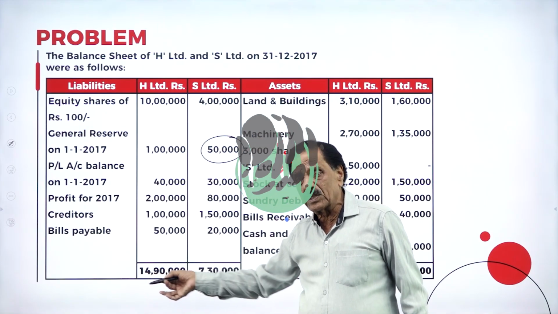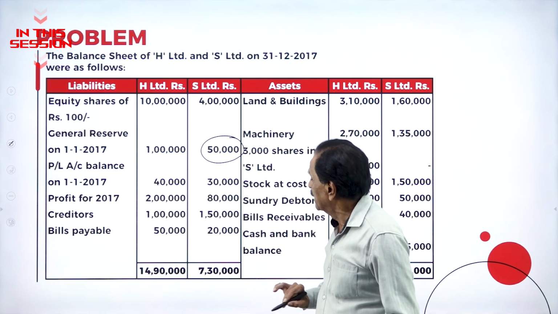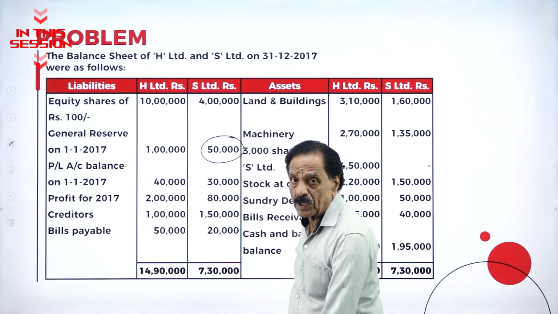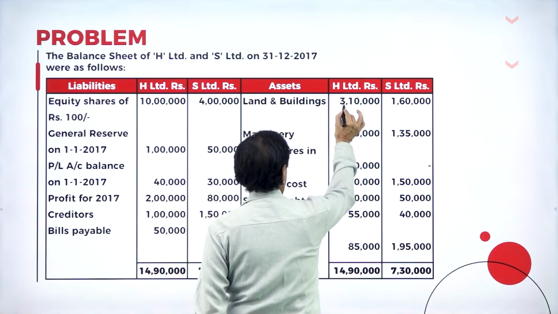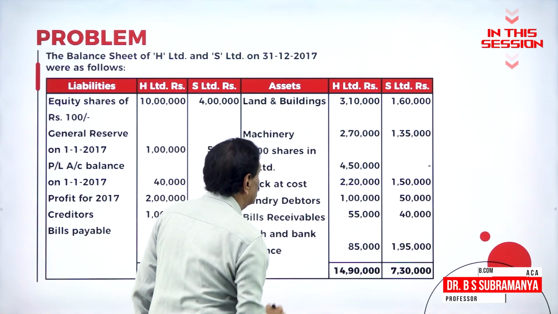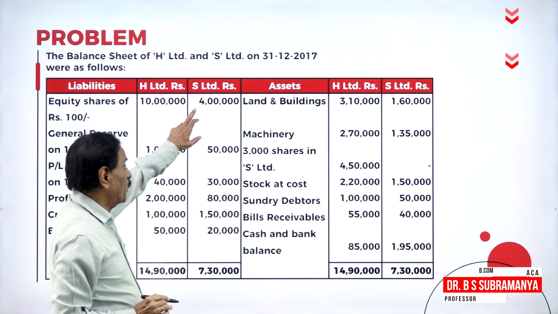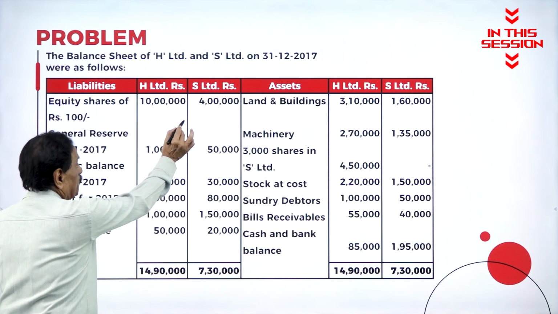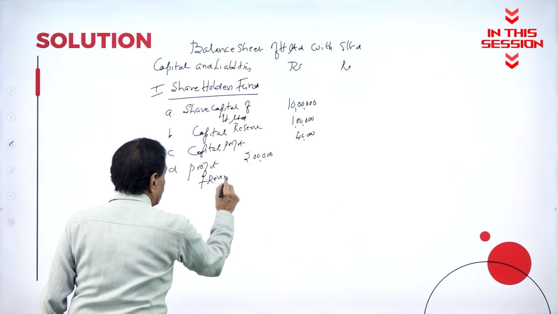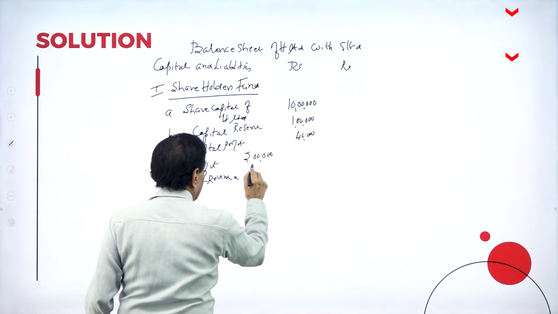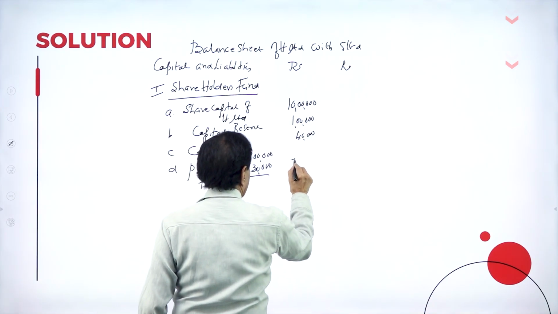Another 40,000 is revenue profit. Already existing capital profit, how much is there? 30,000 plus 40,000, totally 70,000. 3,000 shares in H Limited took over 3,000 shares of S Limited. Totally how much you got? 4 lakh is there. Divide by 100 means 4,000 shares. Revenue, 30,000, 2,30,000.